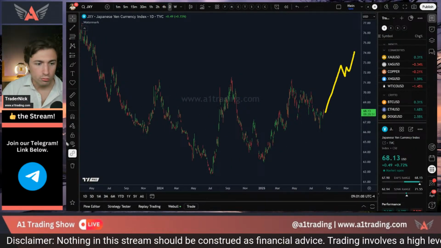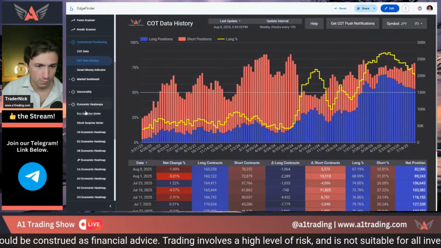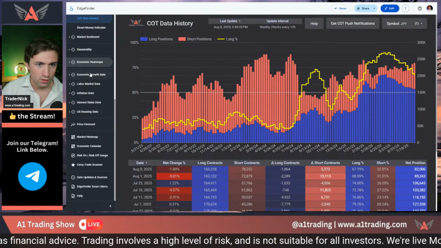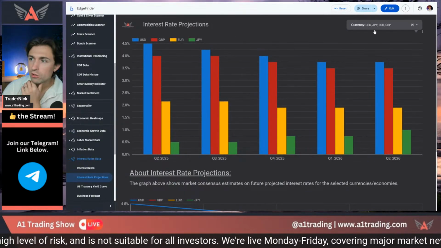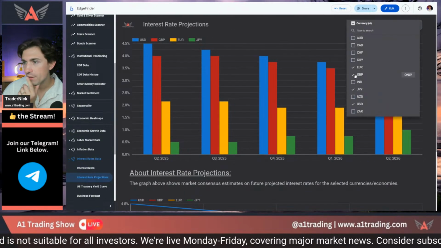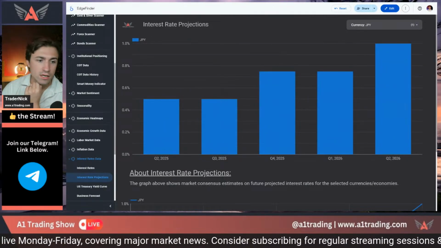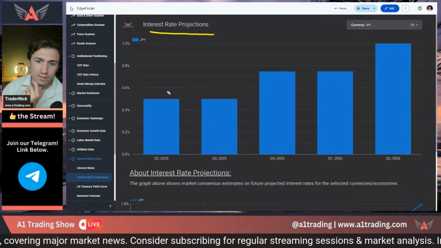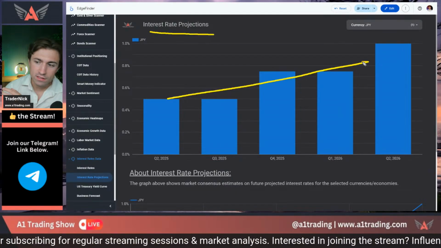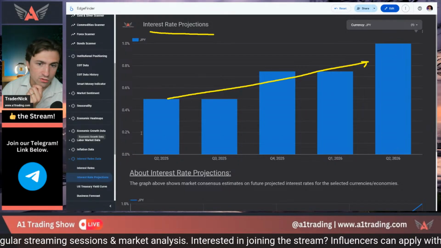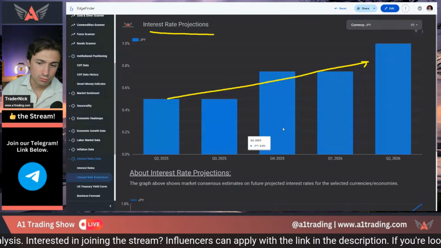Part of the reason for this is interest rate projections, which, if I can pull this up here. I want to look at interest rates data, and I want to look at interest rate projections, specifically just the Japanese yen. And what you can see here is that the projection for interest rates in Japan is expected to rise in the coming quarters. So they're expecting, in the fourth quarter this year, to hike interest rates.